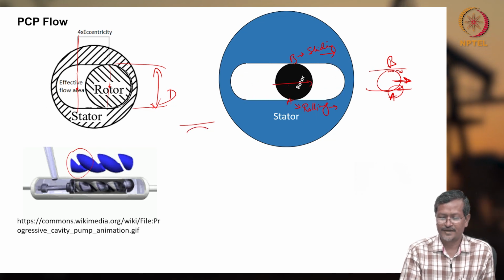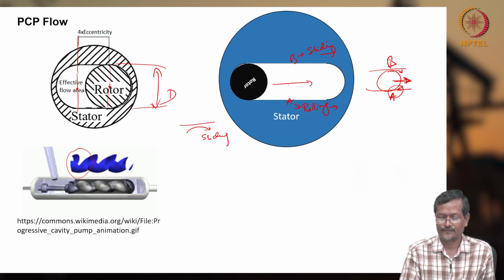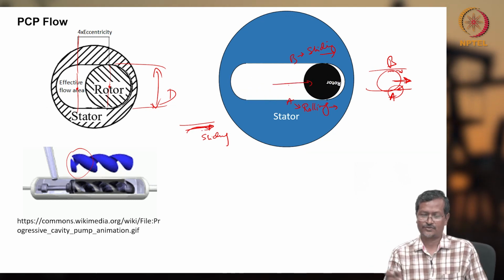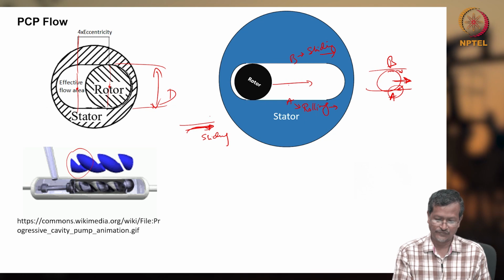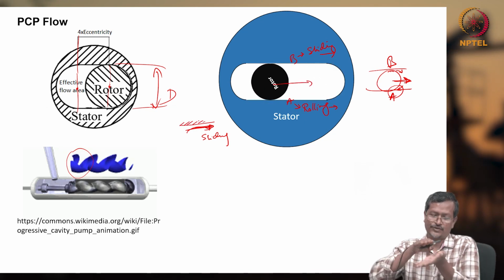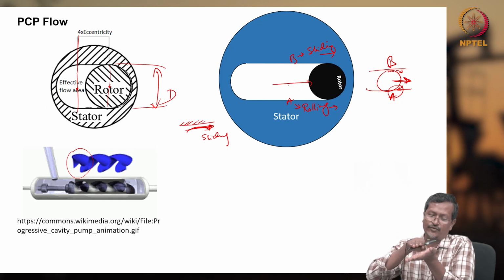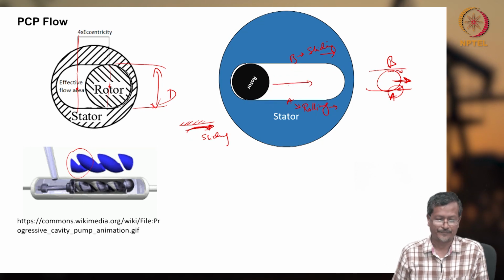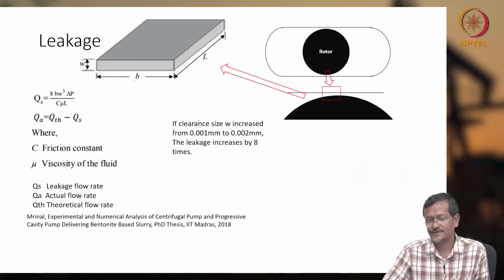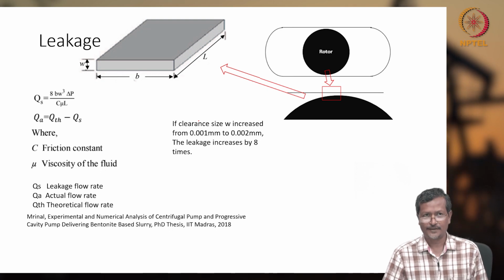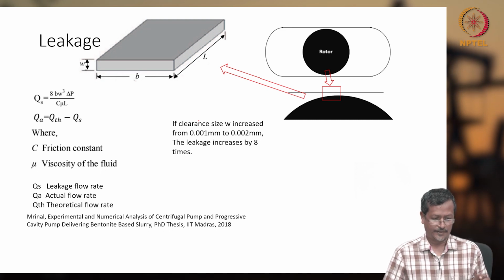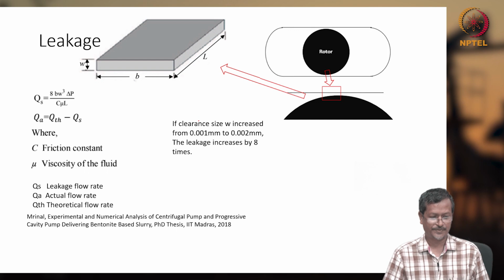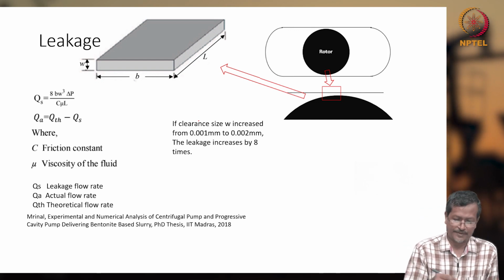So when it is sliding, I can approximate it as a flat plate, if I enlarge the top portion. One surface is fixed here, another surface is actually sliding over it. When sliding, your fluid dynamics or leakage property will be changing. When it is rolling, leakage will be different. So many people have tried to formulate how this leakage happens. Gamboa and many other authors have formulated it, and Mrinal also presented it in his thesis. He has not developed it, but he has presented it.